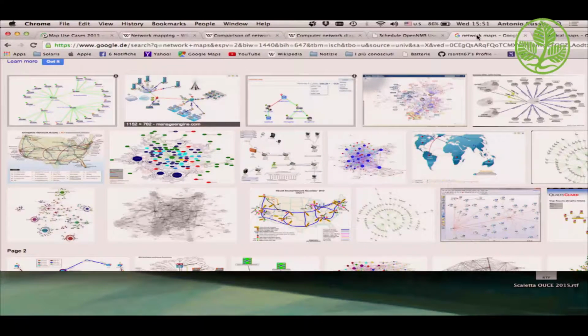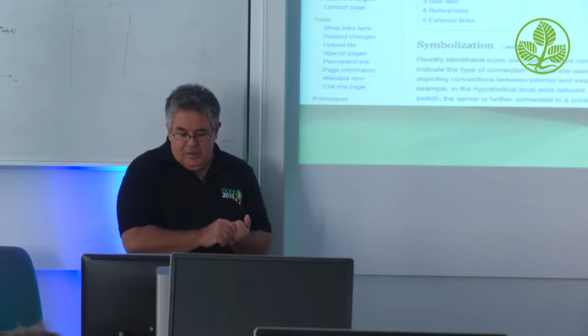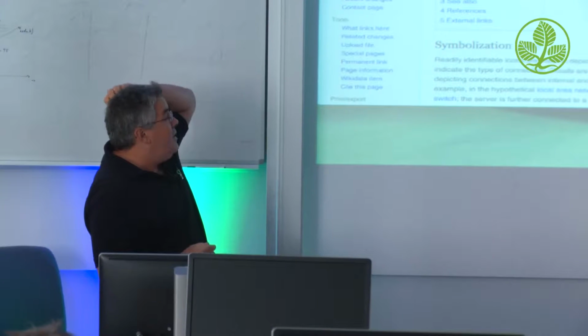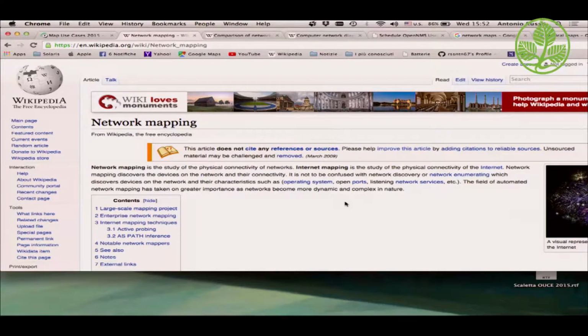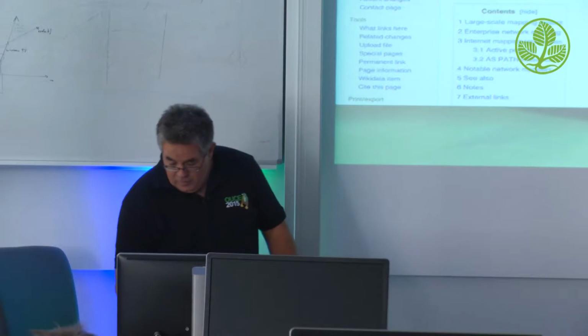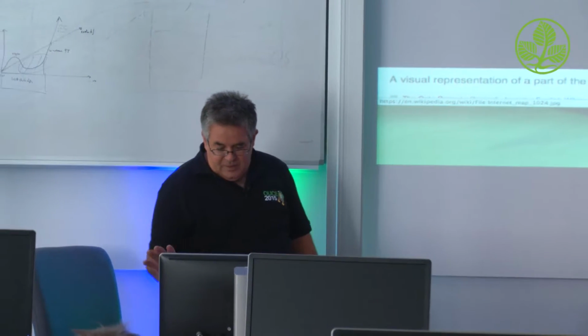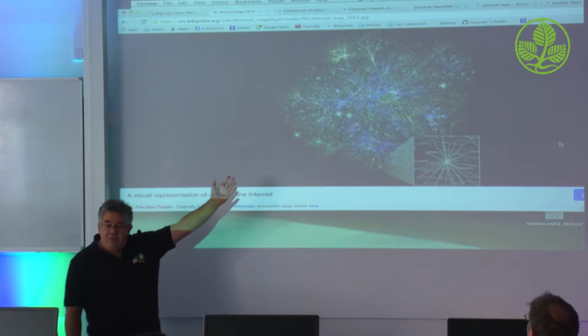I just want you to also take a look at this, because this confusion is always on Wikipedia. So if you go there, let's first of all see this one. This is network mapping. I hate this. And if you look at this picture, this is a picture of the internet. So we have another interesting situation here. And here is what this picture means.